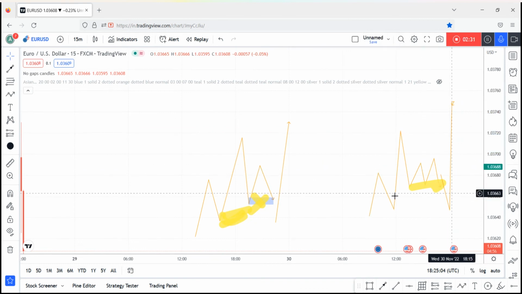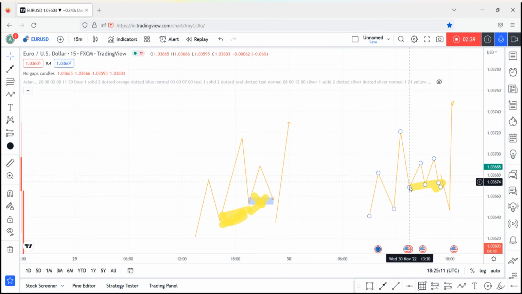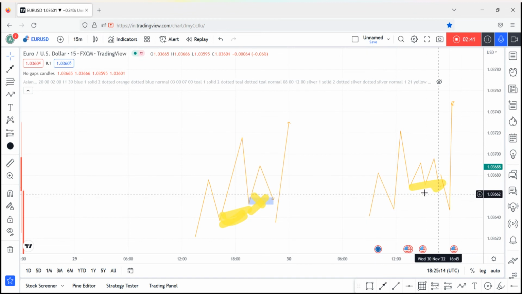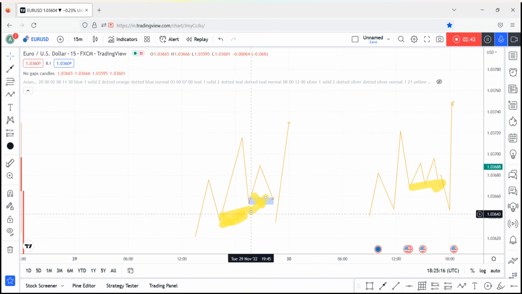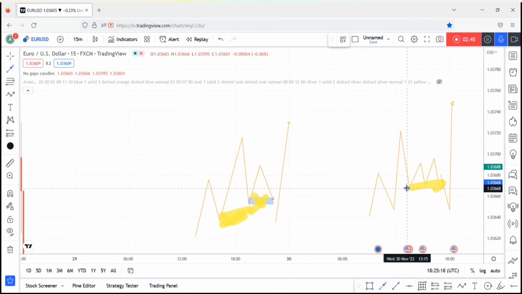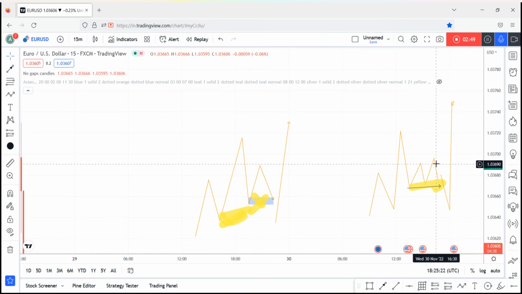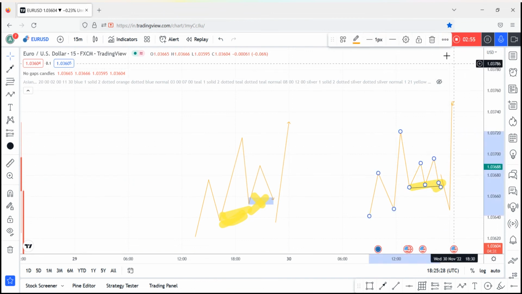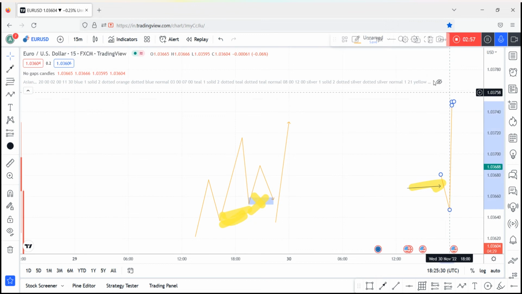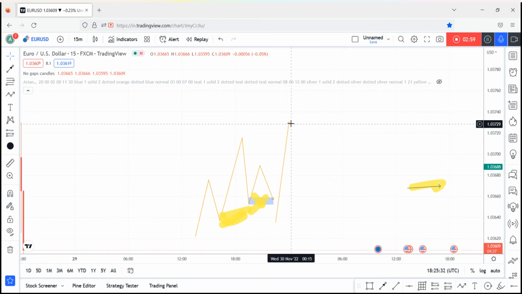Because in order to go up or down, the market needs fuel. And how does the market get fuel? Just by collecting stop losses. And how does the market collect stop losses? When retail traders trade like this, okay? And we don't have to trade like retail traders, we have to think like retail traders, okay? So this is the bullish zone.